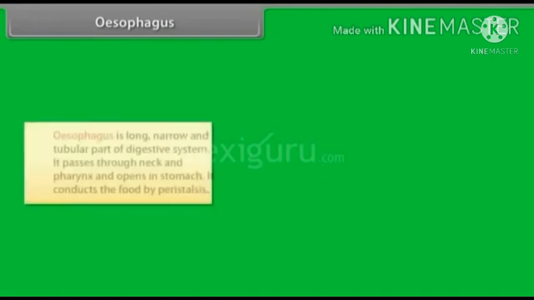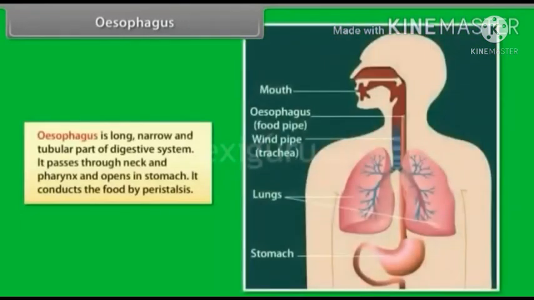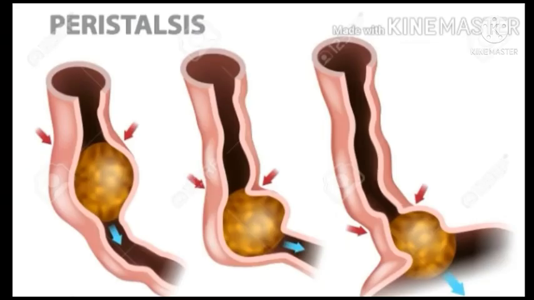Esophagus. The esophagus is a long, narrow and tubular part of the digestive system. It passes through the neck and pharynx and opens into the stomach. It conducts the food by peristalsis. Peristalsis means a series of involuntary wave-like muscle contractions which move food along the digestive tract.